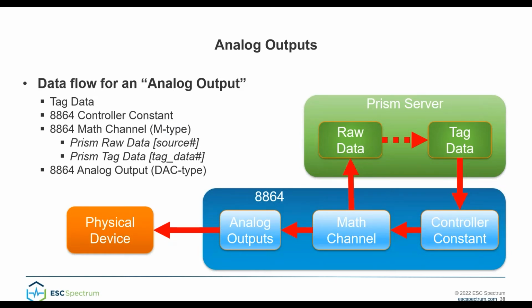Next we have analog outputs. So this graph shows you a little bit about how those are generated. Those come from the Prism server, from the raw data to the tag data. The tag will output that to a controller constant in the 8864, which actually outputs to a math channel, which outputs to our analog output, and then those finally will go out to the physical device.